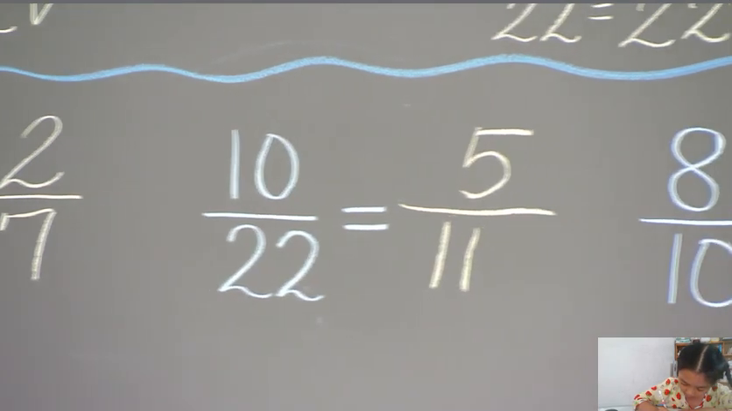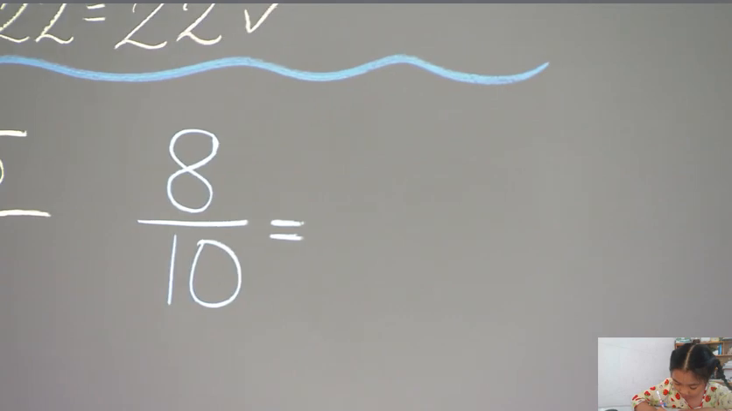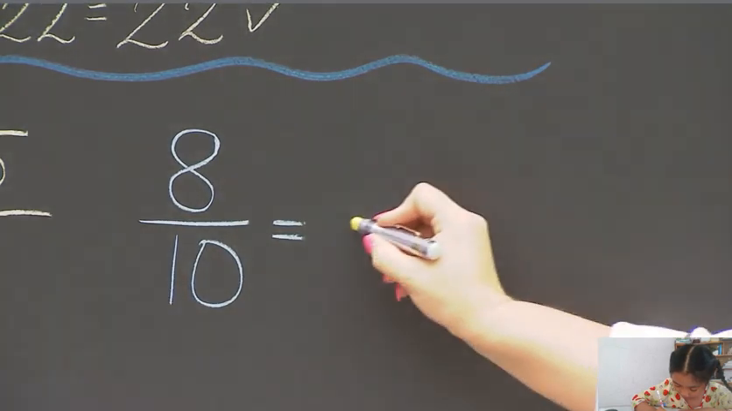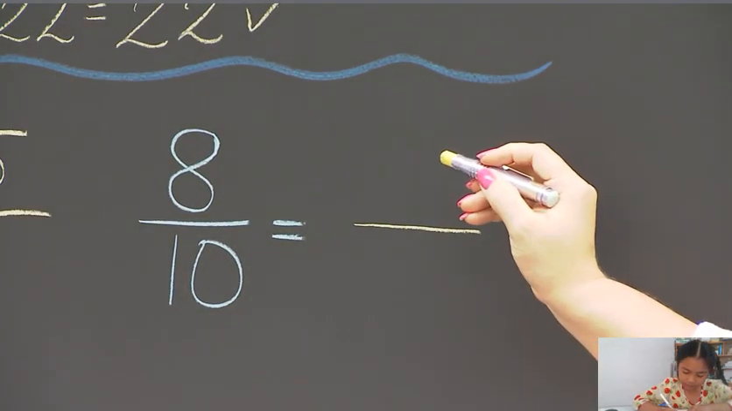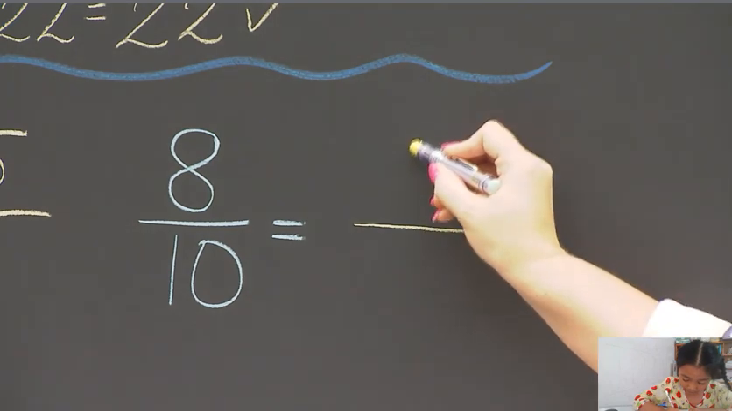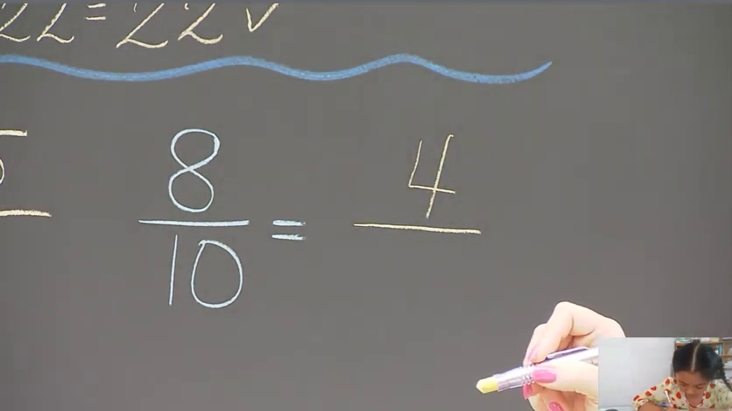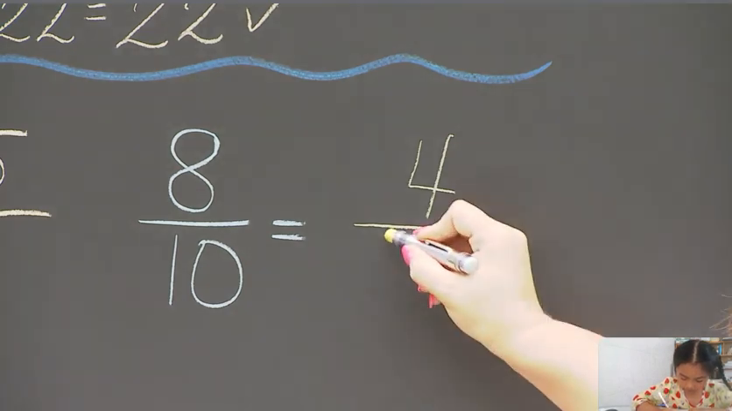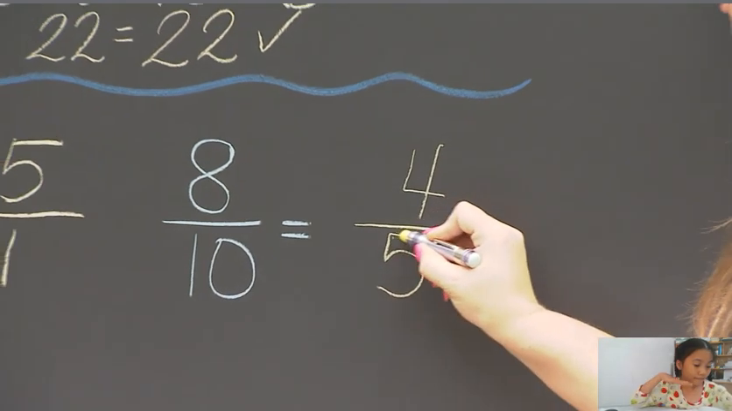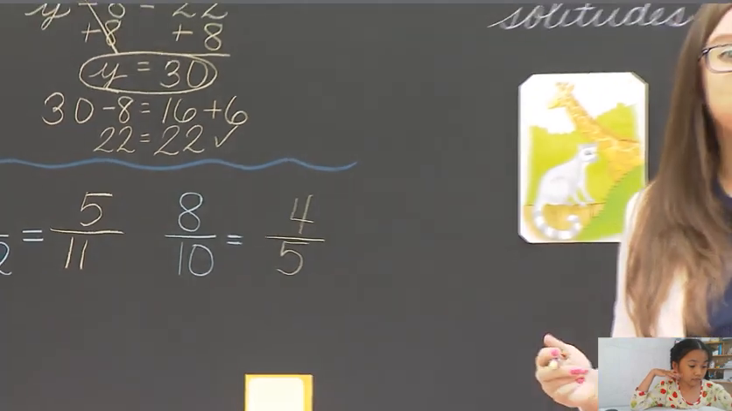Let's look at 8 tenths. Reduce, divide by 2. Arthur. 8 divided by 2 equals? 4. What is 10 divided by 2? 5. So 4/5 is my reduced fraction. To reduce, I had to divide.